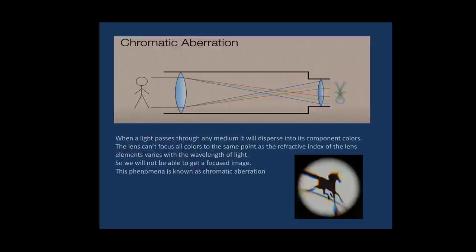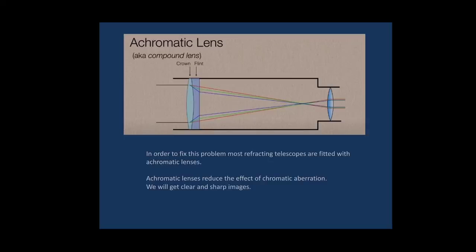So in order to fix this problem, most refractive telescopes are fitted with what are called achromatic lenses or compound lenses, as shown in the figure. These lenses reduce the effect of chromatic aberration, resulting in sharp images.